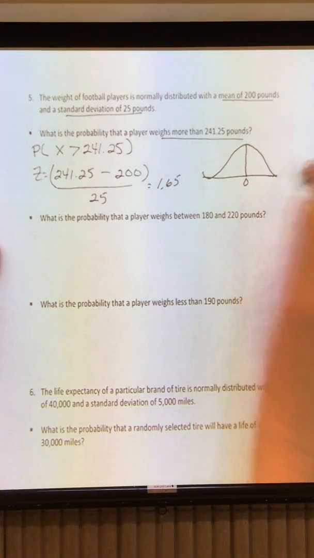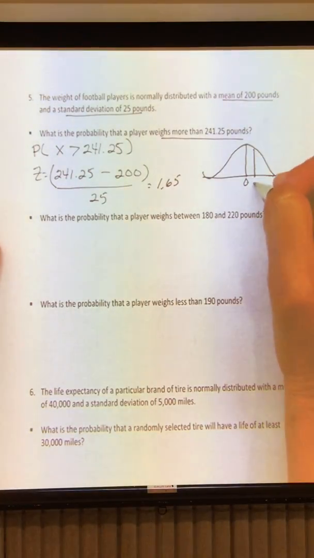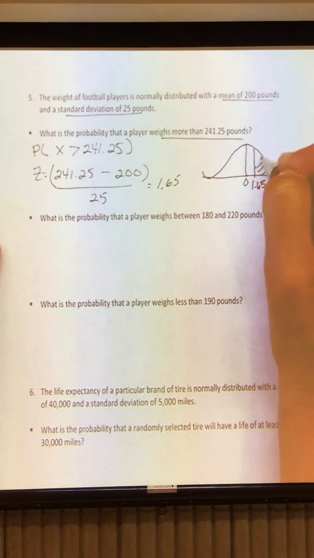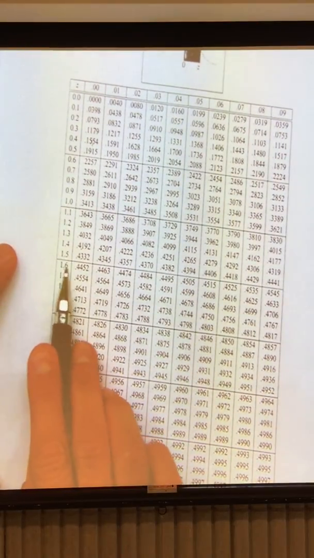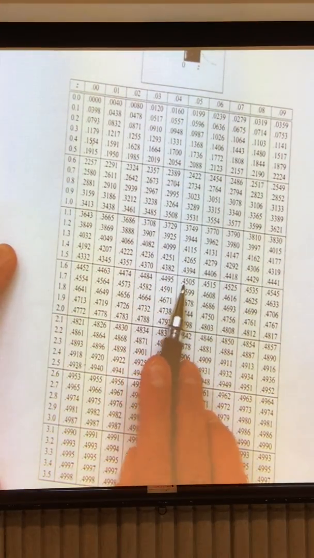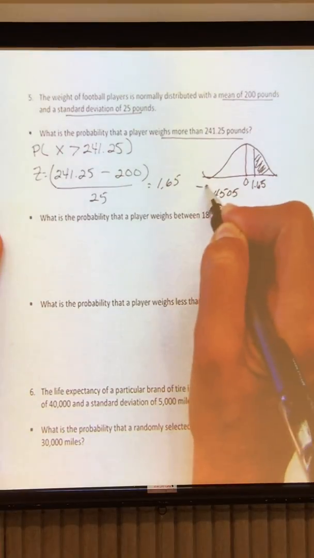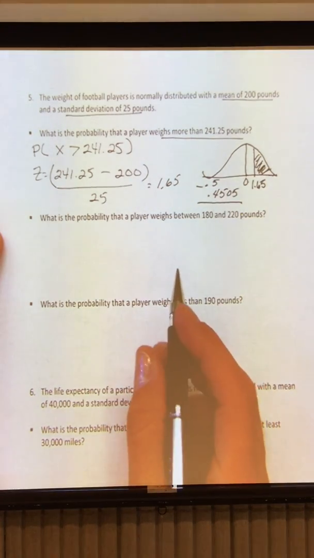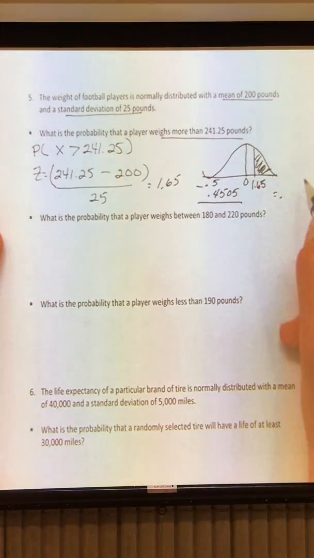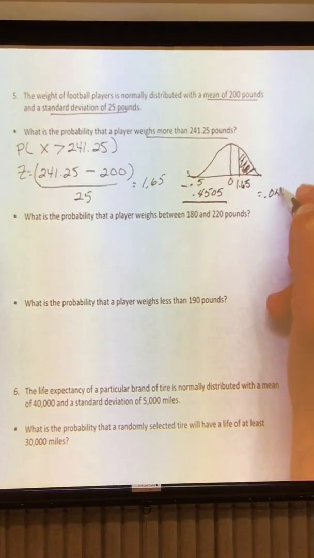Now drawing your normal curve, let's place the 1.65 here. And greater than is all this area we're looking for. So the area of 1.65 is equal to 0.4505, and you're going to subtract it from 0.5 because you're looking at a tail. So 0.5 minus 0.4505 is equal to 0.0495.